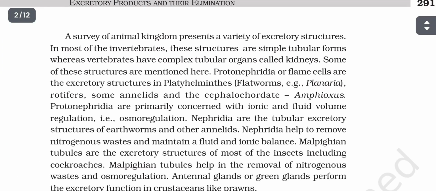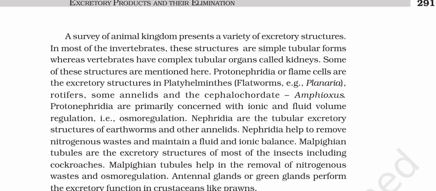A survey of the animal kingdom presents a variety of excretory structures. In most of the invertebrates, these structures are simple tubular forms, whereas vertebrates have complex tubular organs called kidneys. Some of these structures are mentioned here. Protonephridia or flame cells are the excretory structures in platyhelminths, flatworms, for example planaria, rotifers, some annelids, and the cephalochordate Amphioxus. Protonephridia are primarily concerned with ionic and fluid volume regulation, that is, osmoregulation.